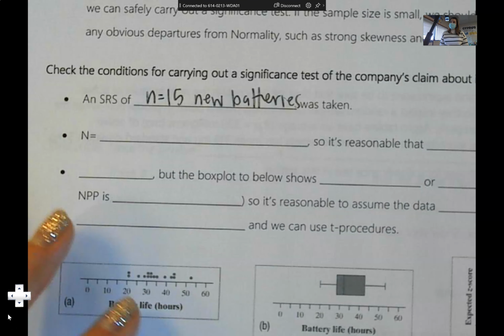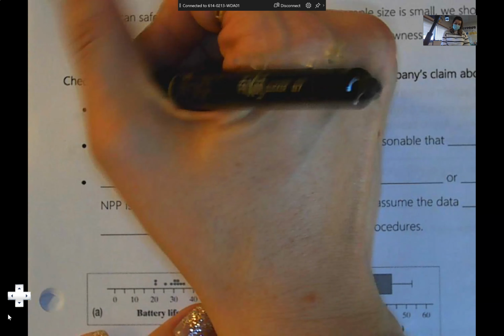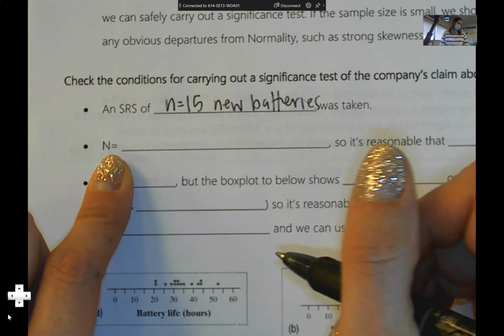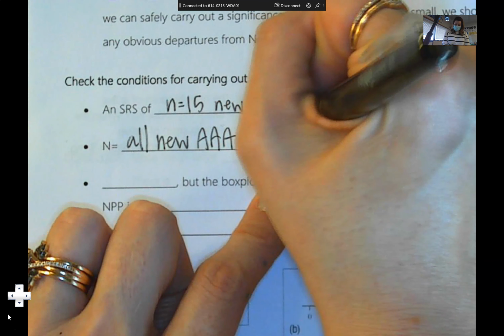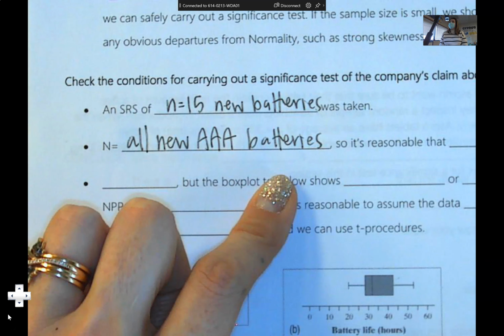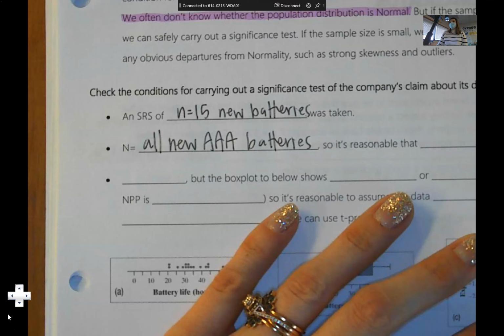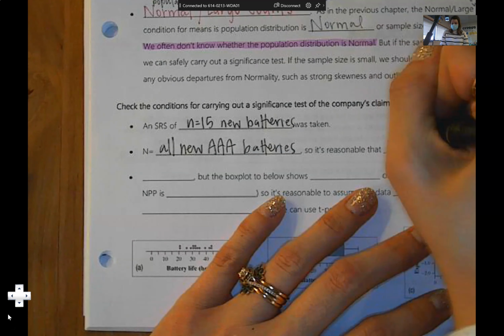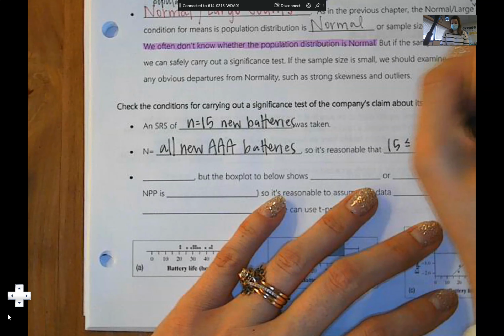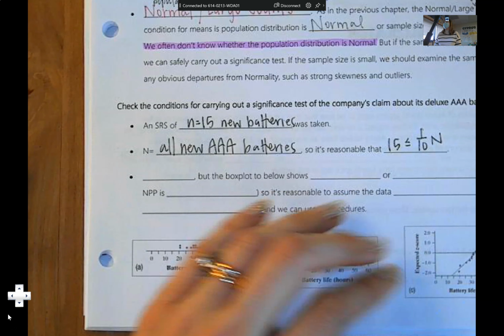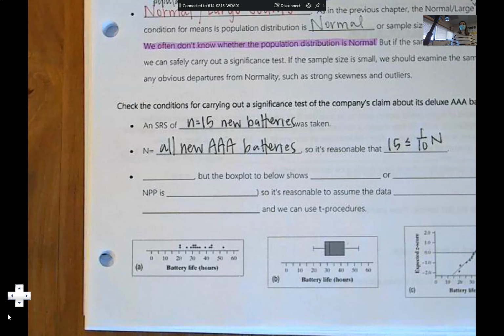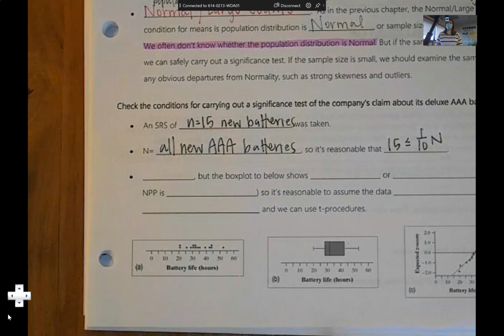The 10% condition is up next, so we're going to do N, capital N, our population, is all new AAA batteries. So it's definitely reasonable to assume that 15 is less than 1/10 of that. They probably produced way more than 150 batteries.